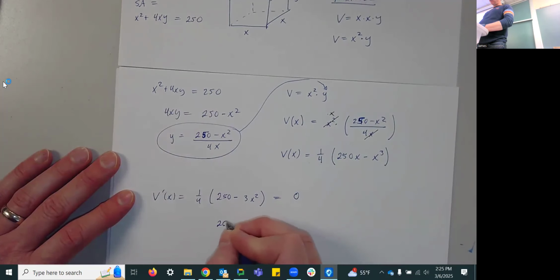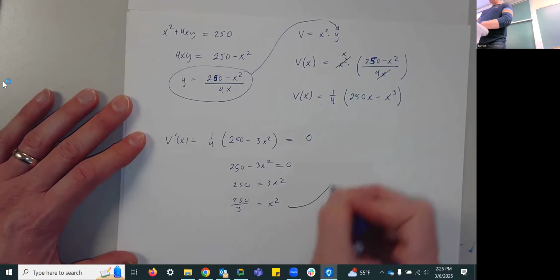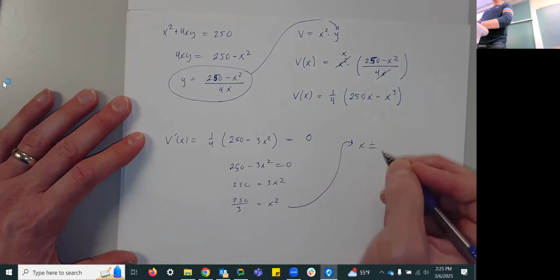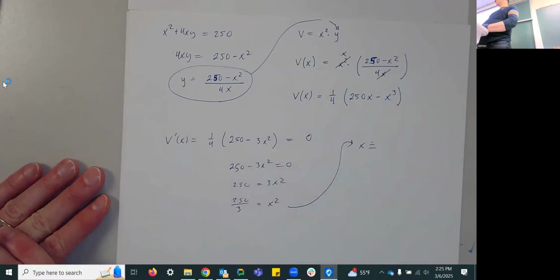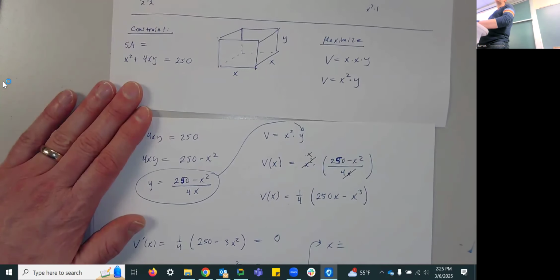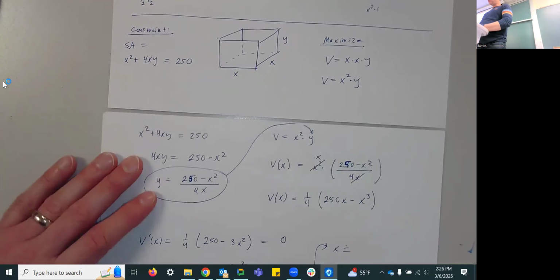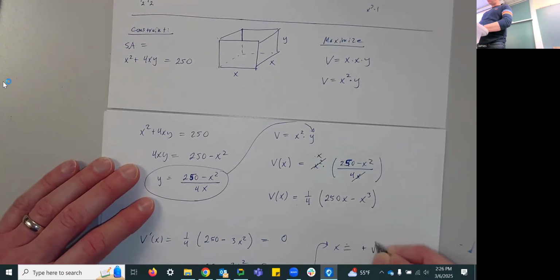We have 250 minus 3x squared equal to 0. We have 250 equal to 3x squared. 250 divided by 3 equals x squared. So we get x equal to plus or minus. What does x represent? The length of the side of the box. We probably should just limit ourselves to the values that make sense. So here we're going to say that x is the positive square root of 250 divided by 3.